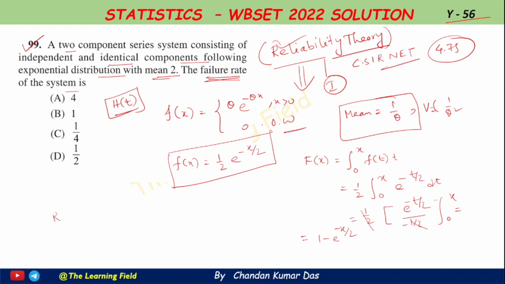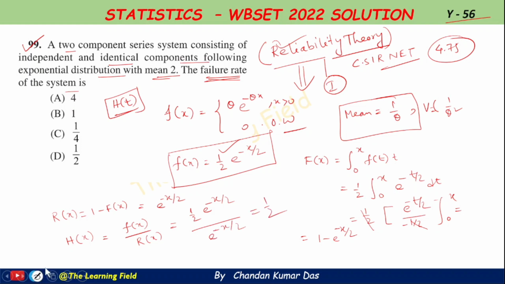Now the reliability function R(x), we all know, equals 1 minus F(x). So this is equal to e to the power minus x by 2. Now the definition of the hazard rate function: h(x) equals f(x) by R(x). f(x) is half e to the power minus x by 2, divided by exponential minus x by 2. So this is simply half. So the hazard rate function is half.